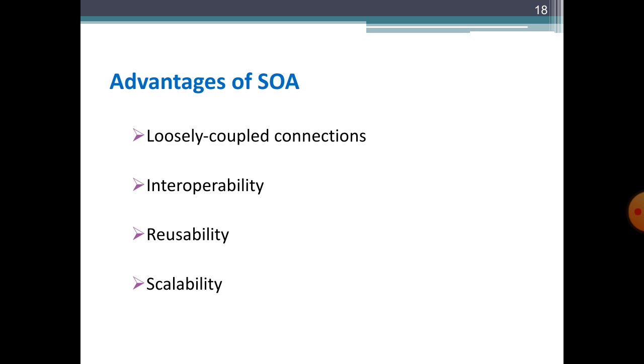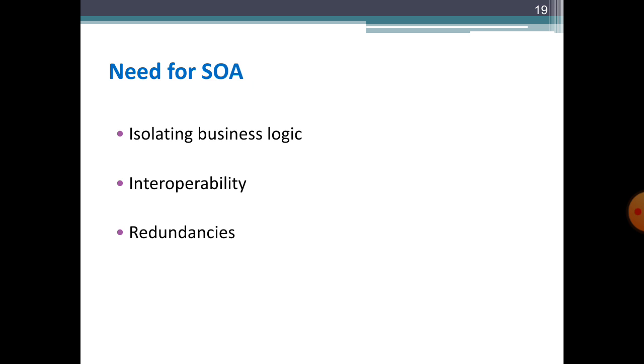And now the next one is scalability. So this service oriented architecture also provides us scalability. It's pretty straightforward. Loosely coupled services are easy to scale. So we can say that the service oriented features enhance the scalability attribute. Because it provides loosely coupled connections, these loosely coupled services are easily scalable. So now my next question to you students is why we need service oriented architecture.